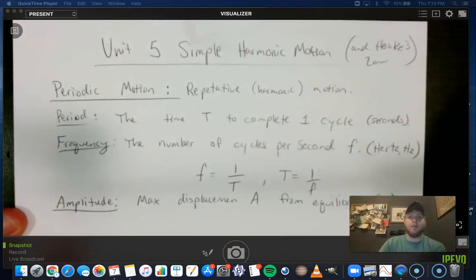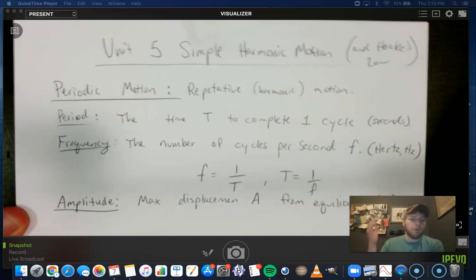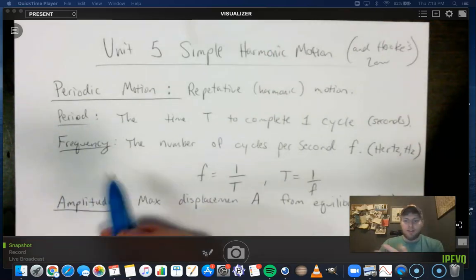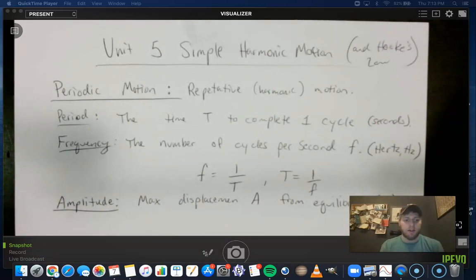So for example, maybe that pendulum takes 1.3 seconds to complete one back and forth. That would be considered its period. Now, the frequency, that's a term you've likely heard before. The frequency is just how many times the thing happens every second.